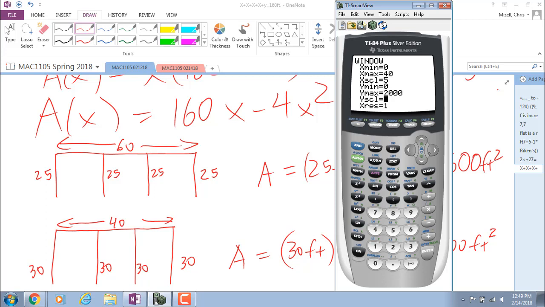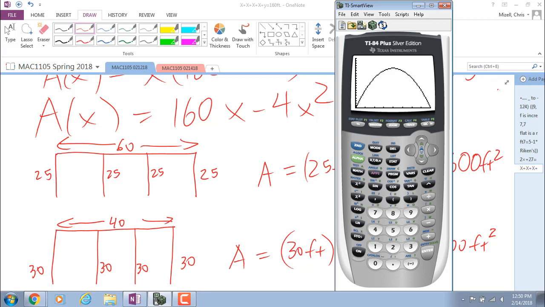I think 100 will work. We'll go with 100. Okay. I think I'll press graph if I've typed this in correctly. So y equals 160x minus 4x squared. I'm going to press graph and see if we get a picture. There we go. Anybody graphing this along with me get a picture that looks kind of like that?